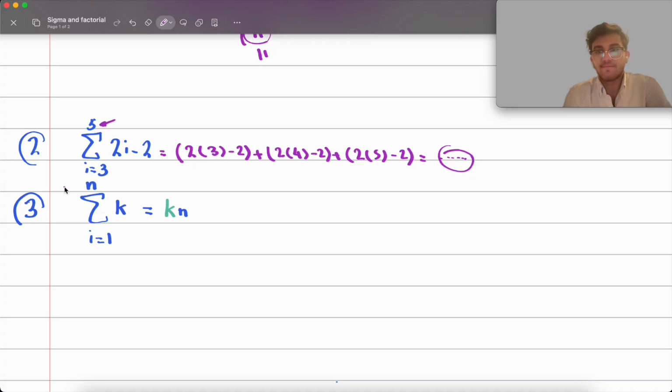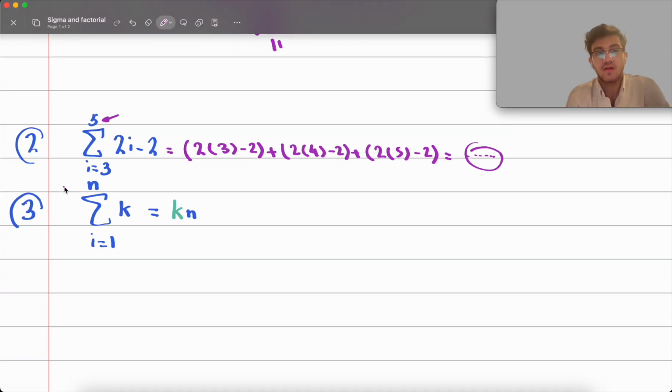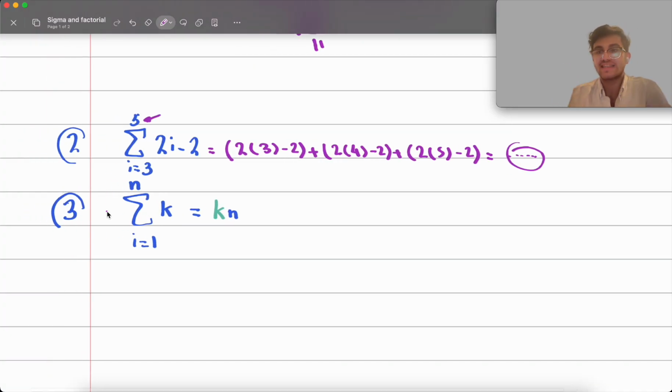We have another example, which is the constant one. This one basically says to multiply the n by the constant number. Let's see an example. If I have the sigma notation i from 1 up to, say, 5, and this is 3, this would be what?